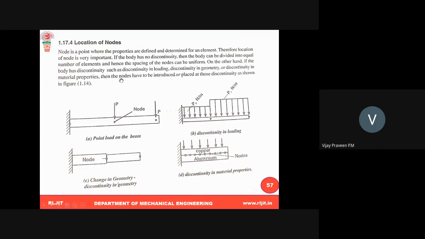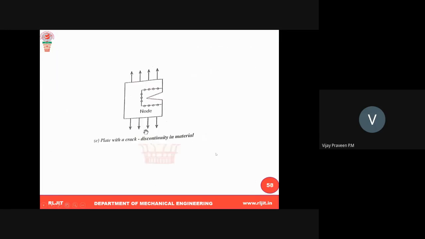Suppose there is discontinuity in the geometry itself, like a stepped bar, here one area, here one area, then you have to introduce the nodes. One is here and one more where the discontinuity is, here and here, like that. Suppose there is discontinuity in the material itself, meaning it is made up of more than one material, like composite material. So one is copper here, one is aluminum here. Therefore, how to introduce the nodes here now? We need to introduce a node where the discontinuity common point is there. Where is the discontinuity common point? Here. This is the contact point between the copper and aluminum. Therefore, at this point only, I should divide the nodes. So this is known as location of the nodes.